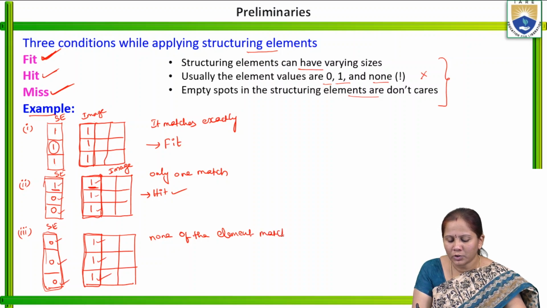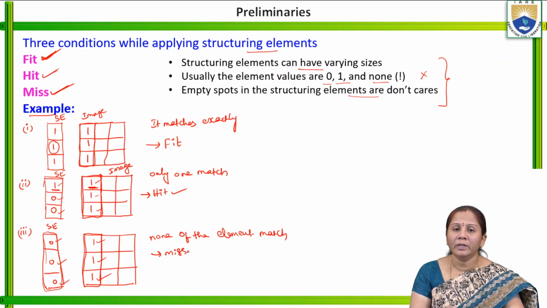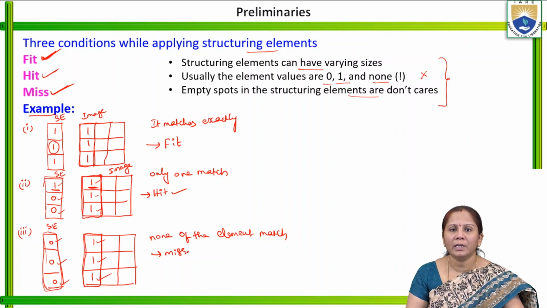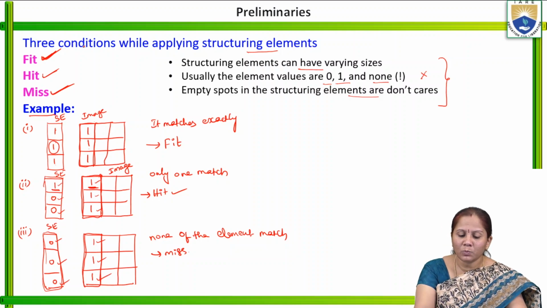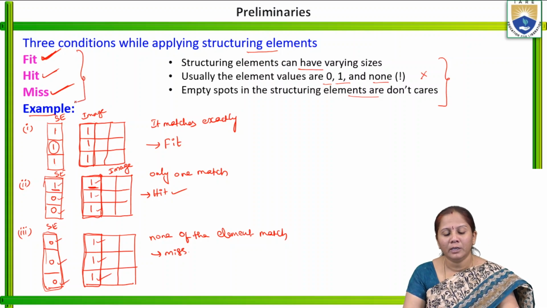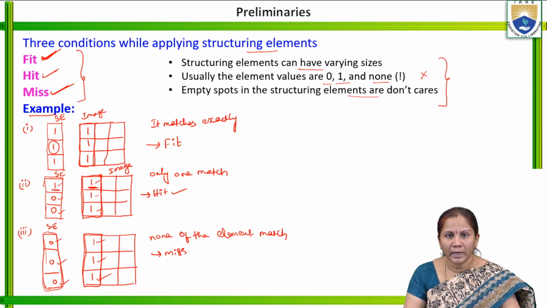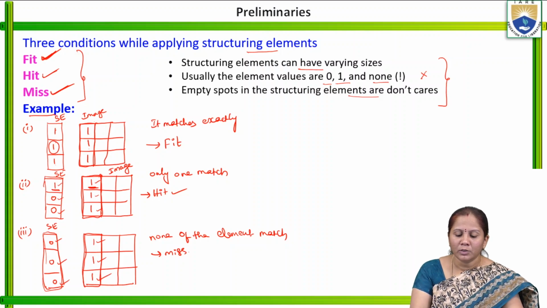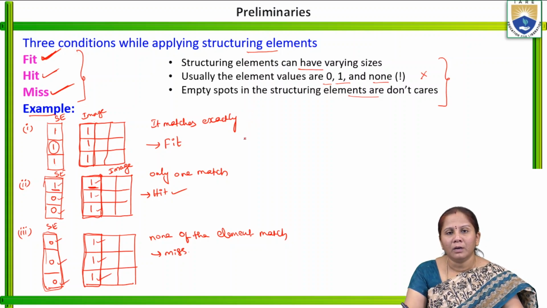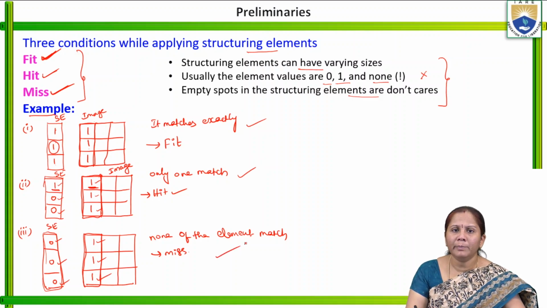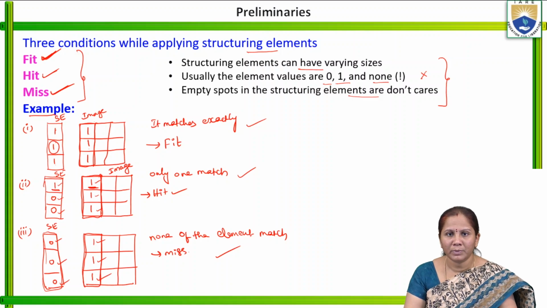None of the elements match. So this condition is called miss. If not even one element matches, then we will call that condition a miss. So this is about the three important terms: fit, hit and miss. If all the elements match, we call it a fit. If at least one element matches, we call it a hit. If none of the elements match, we call it a miss.